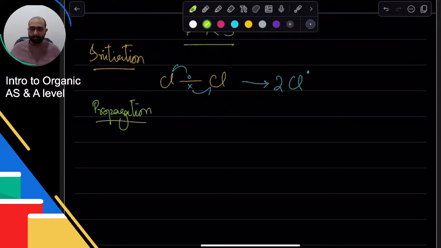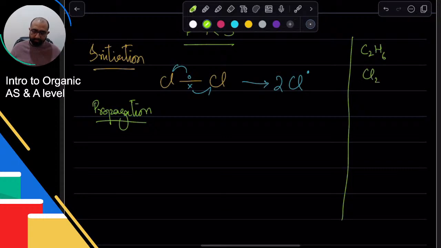Now, I'm going to make a list of all the atoms that we have here. Let's say I start with ethane. So I have C2H6 and I have chlorine. These are molecules, they're stable molecules. But now during this reaction, I have created this radical. Can this radical react with chlorine? Yes, but it won't lead to anything. Can this radical react with this? Yes, let's do it. So we have C2H6. Let me draw it out.